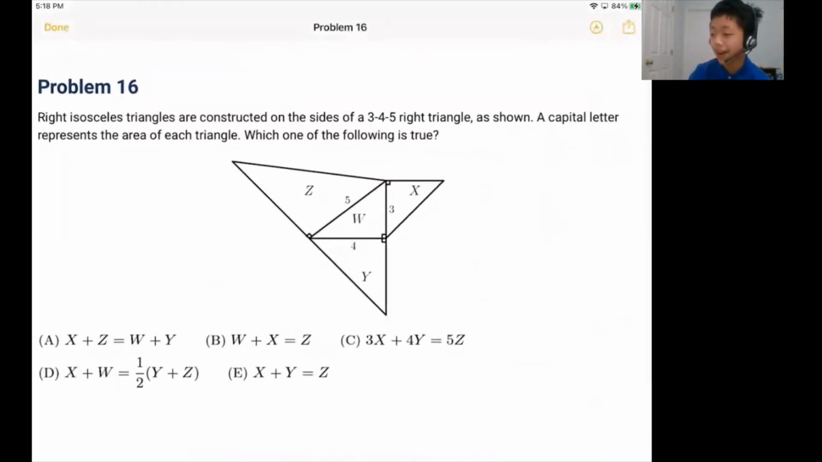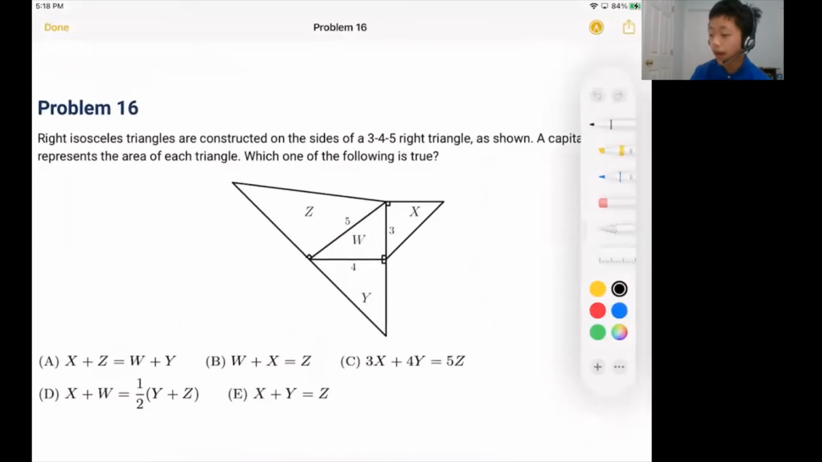triangle directly, right? You could say, okay, the area of triangle W is going to be 1/2 base times height. So 1/2 of the base is 4 times the height is 3. So the area of the triangle is 6.